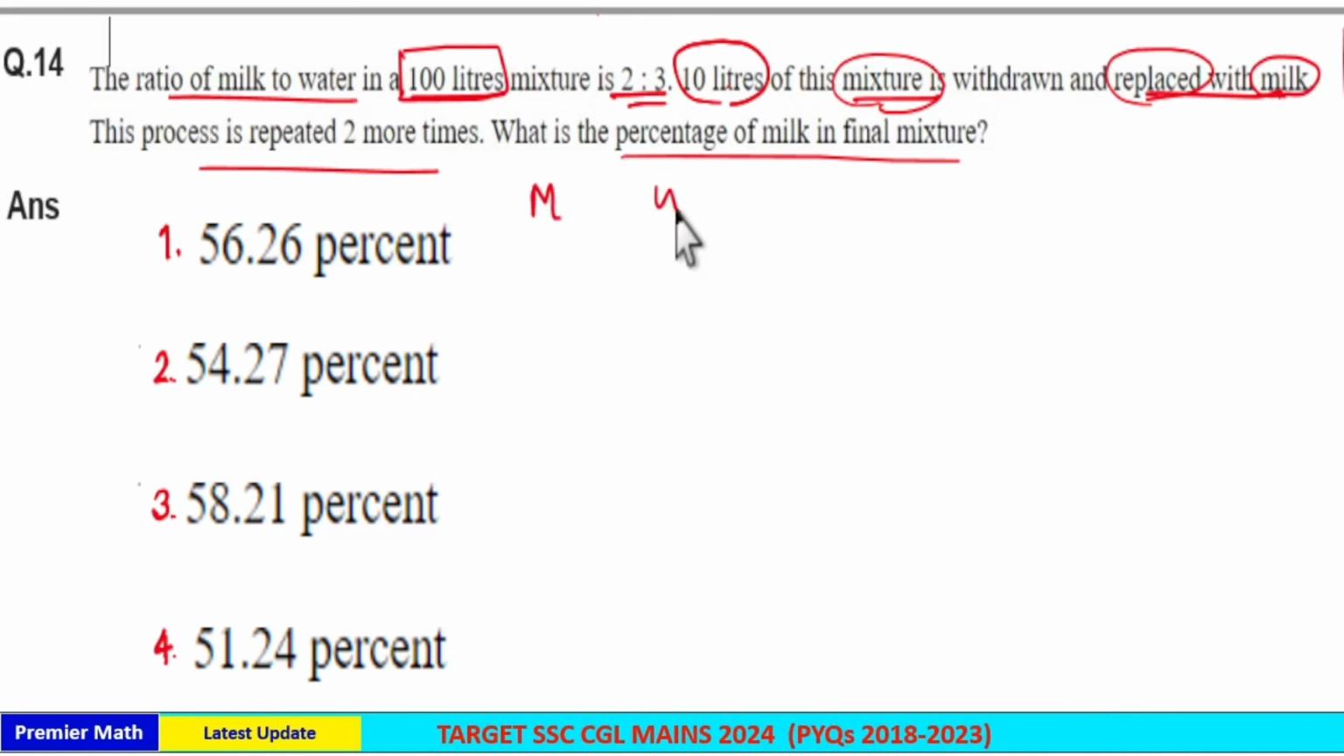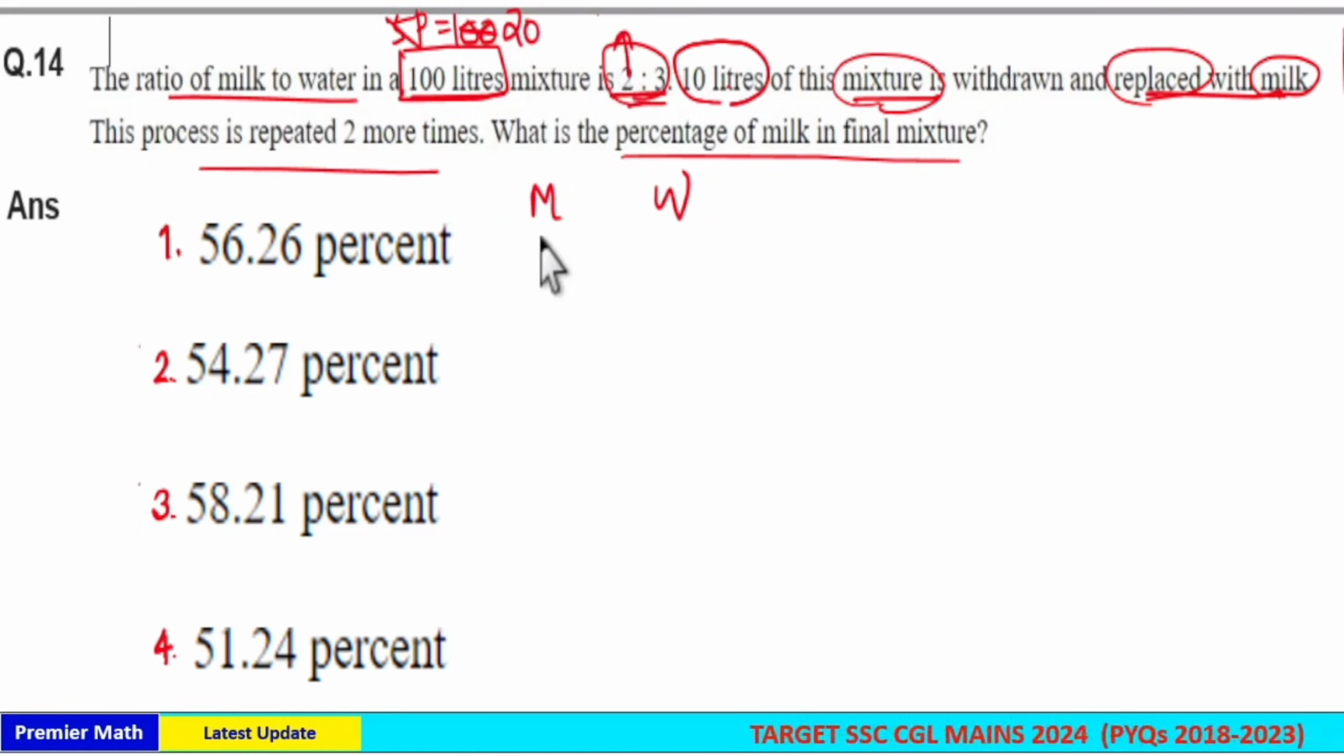So here milk to water ratio is 2:3. So 2 plus 3, total 5 part here is equal to 100 liter. Then 1 part is equal to 20 liter. So 2 part is the milk quantity, which is 2 into 20, 40 liter, and 3 part is the water quantity, which is 3 into 20, 60 liter. So 40 is to 60 is the milk water ratio here.